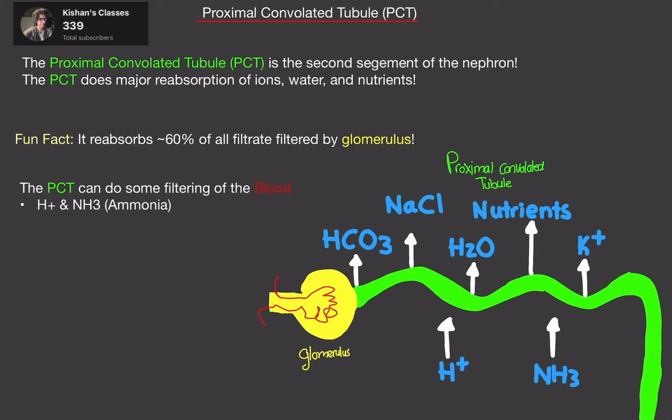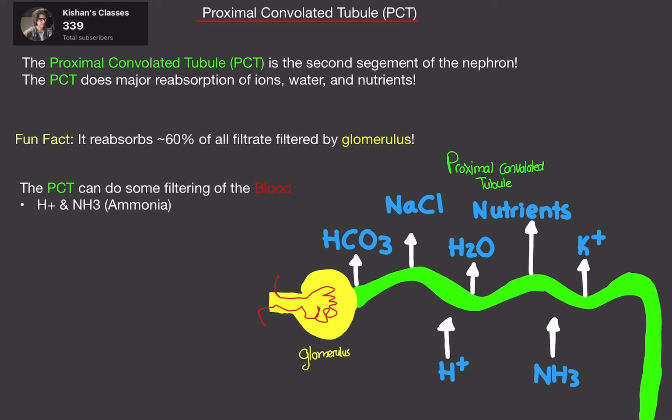And the cool thing is that the PCT reabsorbs about 60% of all the filtrate that was filtered by the glomerulus. The PCT can also do some filtering of the blood in regards of hydrogen ions and ammonia, but we don't really go into that. That's not important. What we really care about is the reabsorption aspect of the PCT.